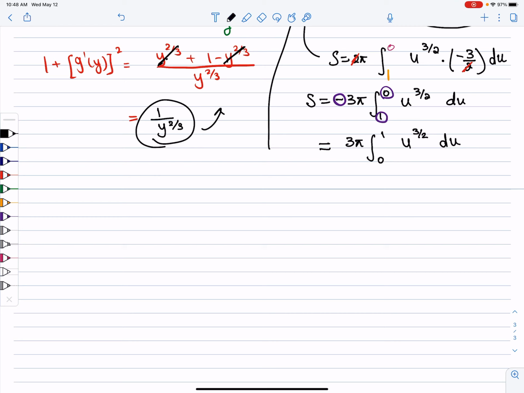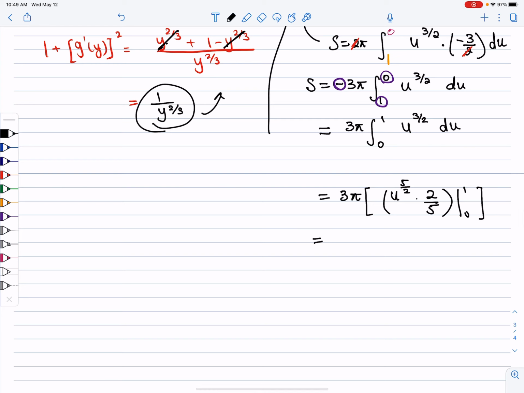So finishing this problem, we have 3 pi times u to the 5 over 2 times 2 over 5. And we're going to evaluate that from 0 to 1. So we have 6 pi over 5 times, at 1, you get 1, and at 0, you get 0. So your answer for the surface area of revolution is going to be 6 pi over 5.